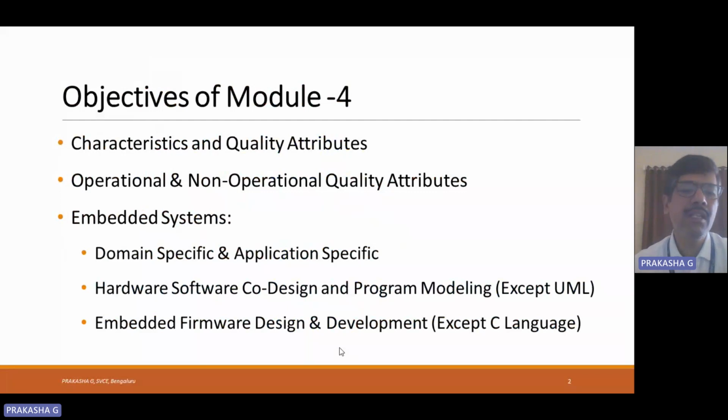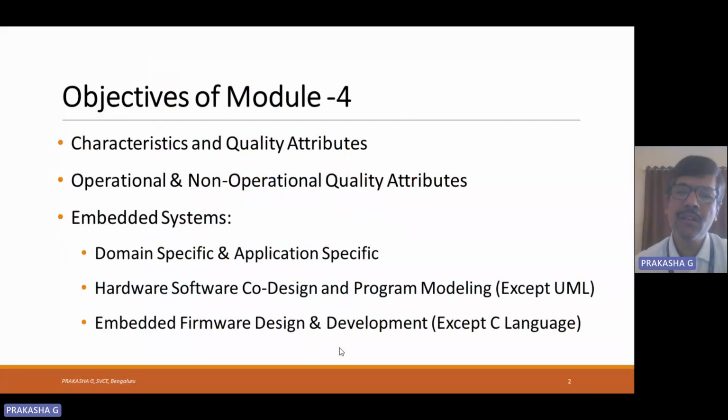One of the important objectives of this module is how exactly hardware and software can be designed and put together to develop a very good embedded system. We also deal with the programming model of this hardware software co-design. But UML is not discussed, UML is not required. Similarly, one more topic is embedded firmware design and development.